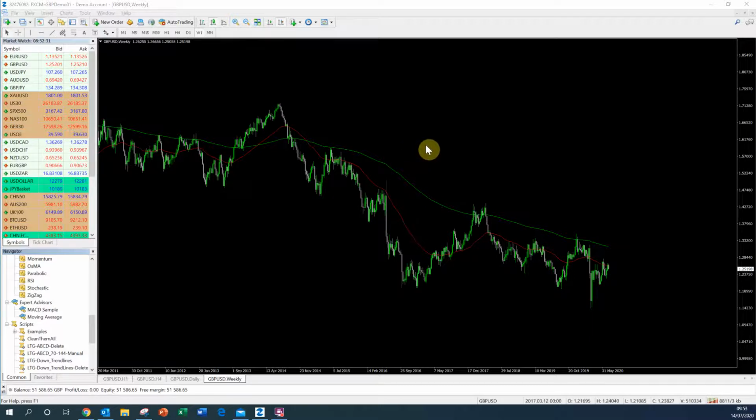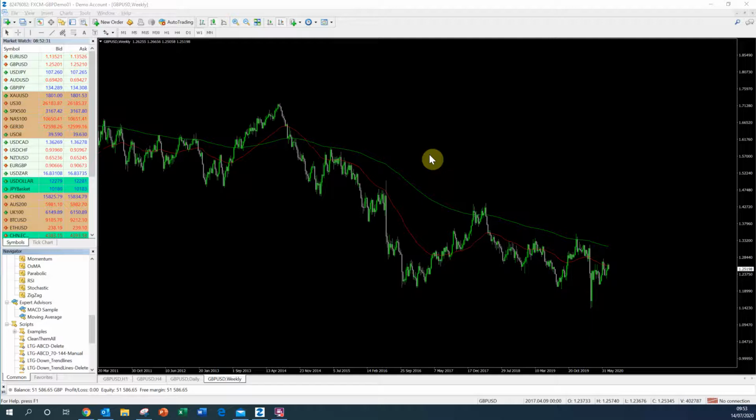But I think this could be really good to help you establish a routine and rule-based approach in a way. So today I'm planning on focusing on cable. It's one of my favorite currencies to trade. It's a very volatile currency as well, so it's traded quite a lot of the time.